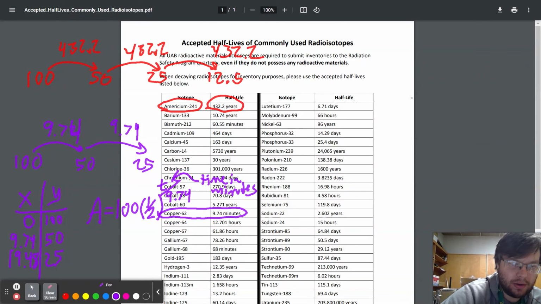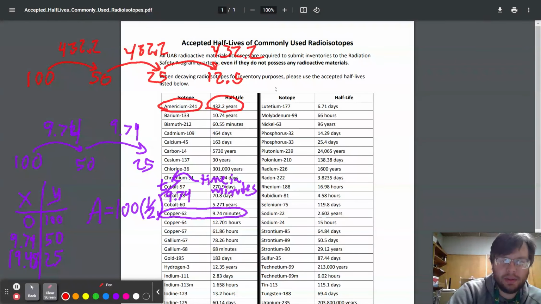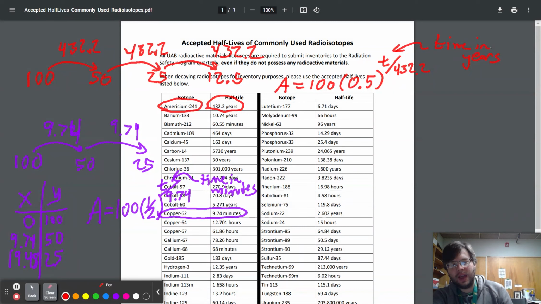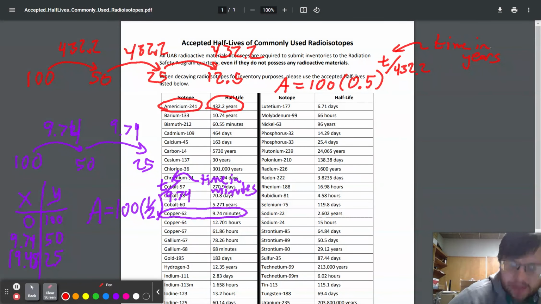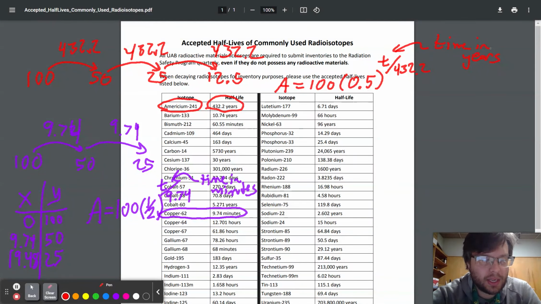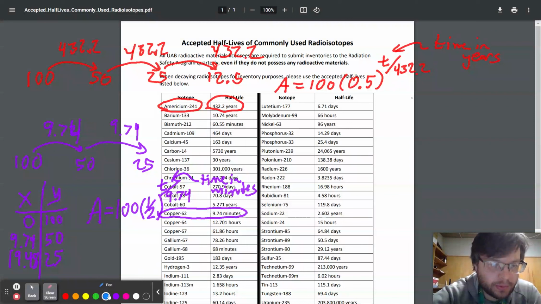Similarly, for my americium, I could say the amount is 100 times 0.5 raised to the t over 432.2. But in this one, I have to be careful. This t is the time in years. That's the whole idea of half-life. The most common half-life that I see out there is carbon 14. And we can find that one on the table. Let's use blue for carbon 14.